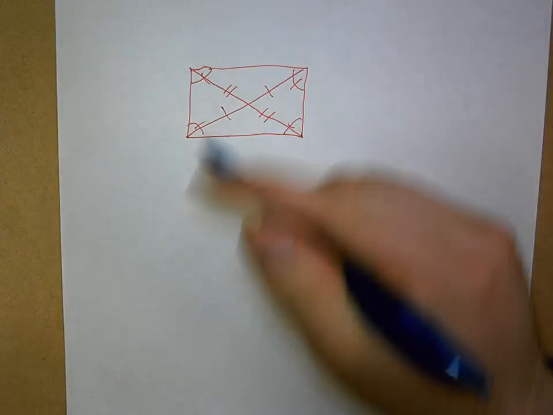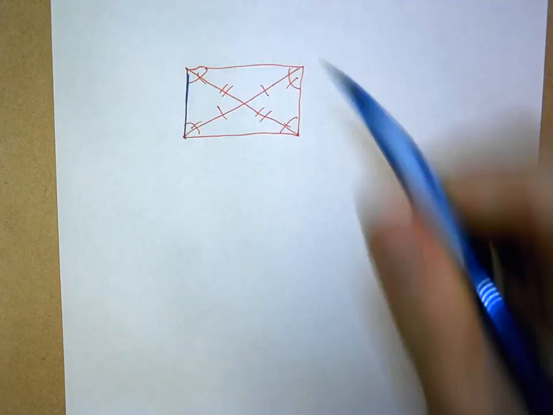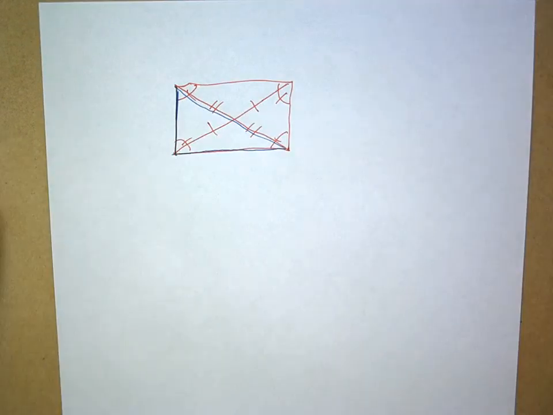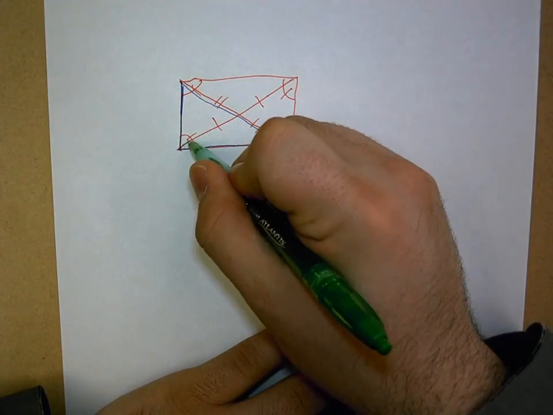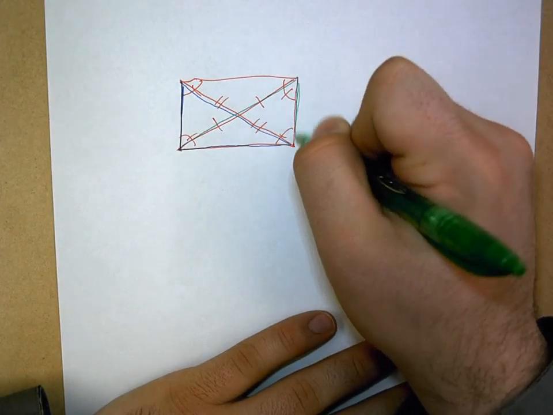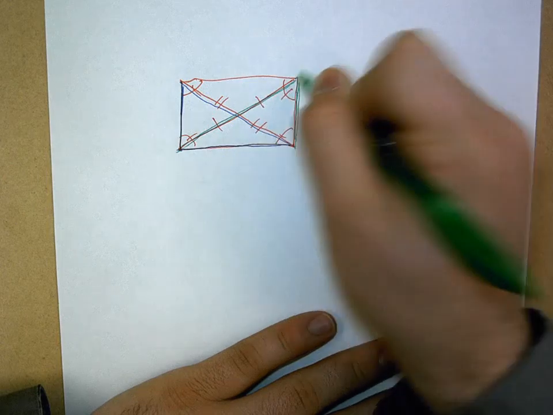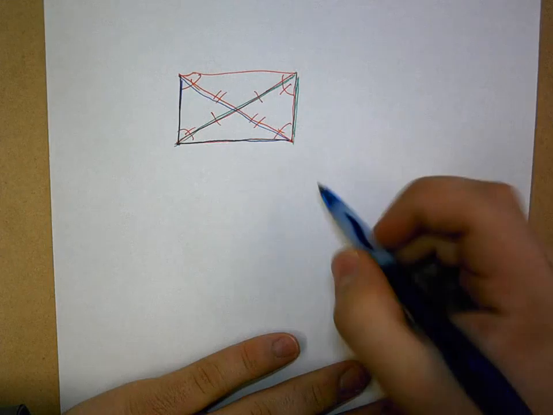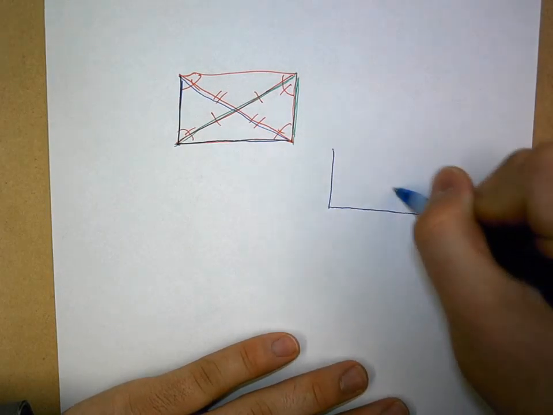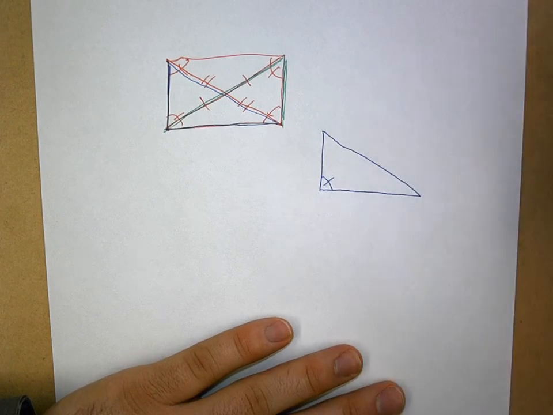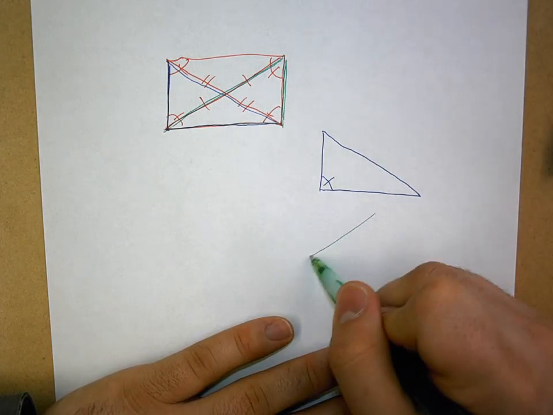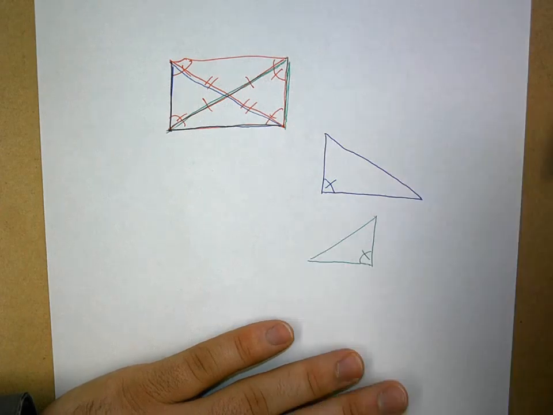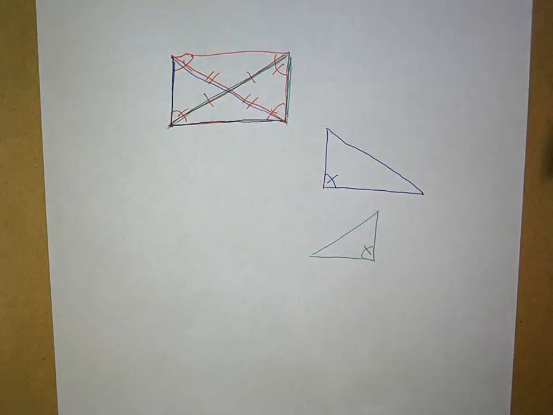Take for instance, this blue triangle here. Okay? And then we're going to take this green triangle here. Okay, both of those triangles contain the diagonals. So let's redraw them on the side. We have this here, and then we have this here. Okay. So we already have an angle congruent. What else do we have congruent?